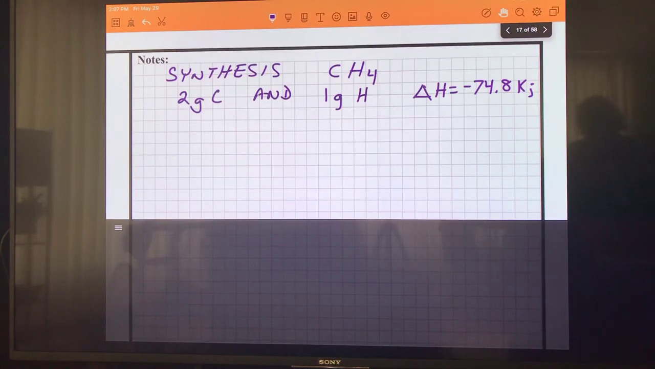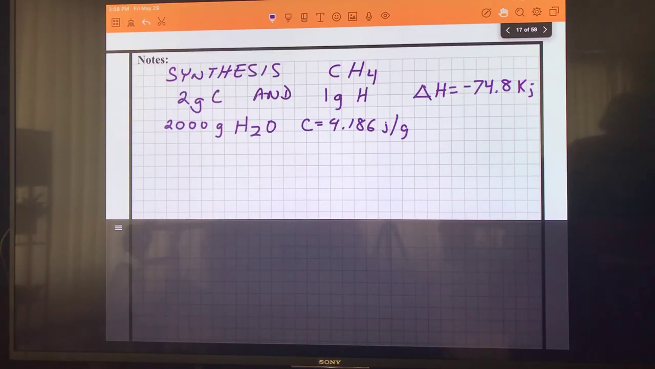All right, we want to know, when we do this reaction, if we start with 2 grams of carbon and 1 gram of hydrogen, how much would 2,000 grams of water get warmed up? Okay, that's what we want to know. And the specific heat for water is 4.186. That is joules per gram.